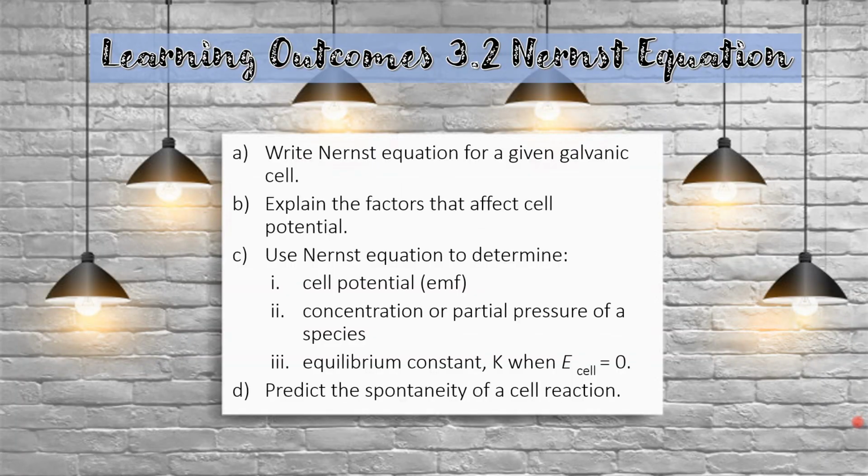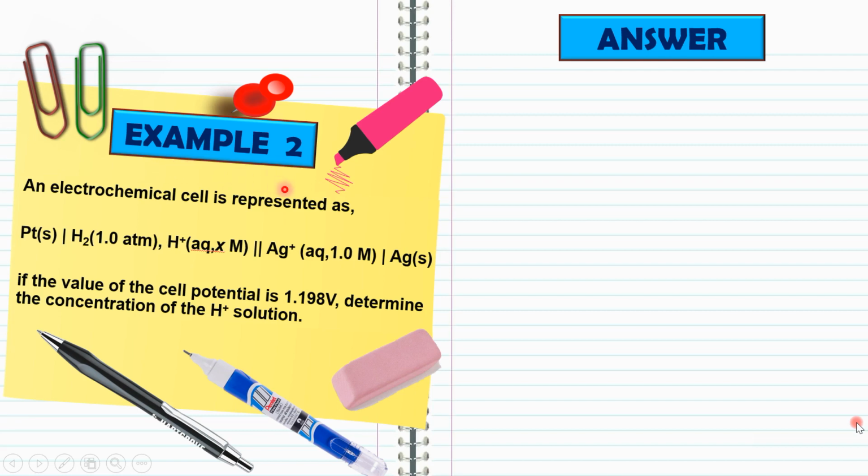For the second part of the Nernst equation, you are going to learn how to use the Nernst equation to determine the cell potential (EMF) and determine the concentration or partial pressure of a species. So consider the second example here. An electrochemical cell is represented as, so this is the cell notation. If the value of the cell potential is 1.198 volt, determine the concentration of the H plus solution. So we want to find out what is the concentration of the H plus solution.